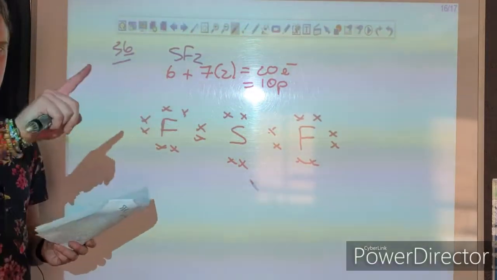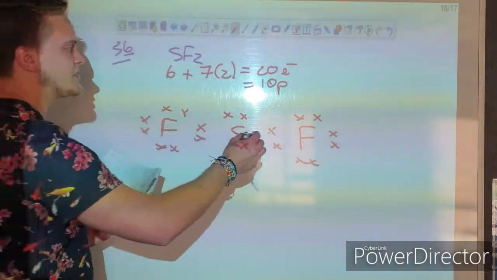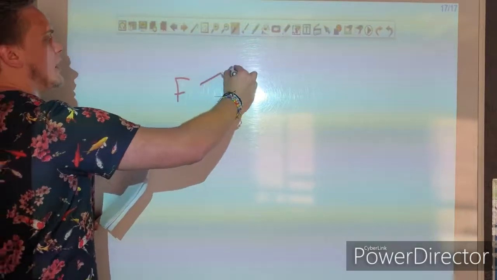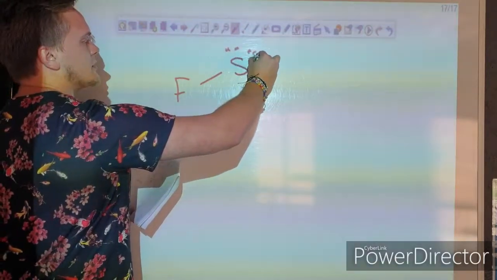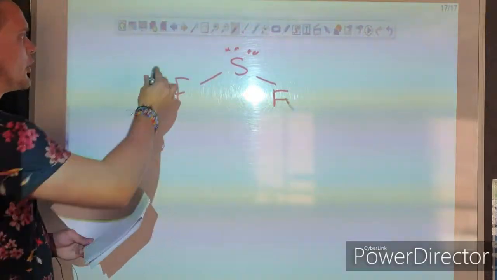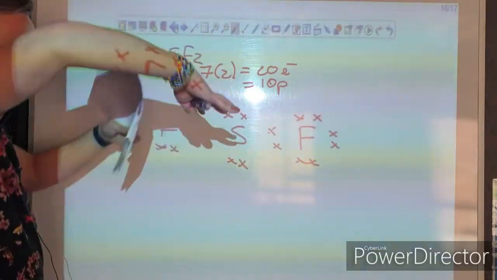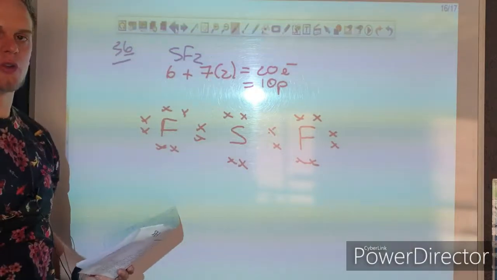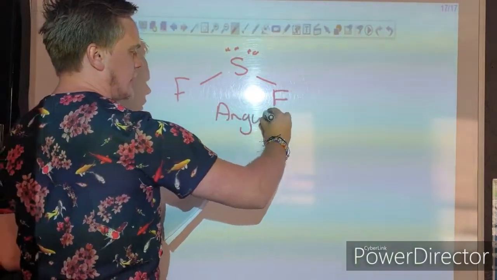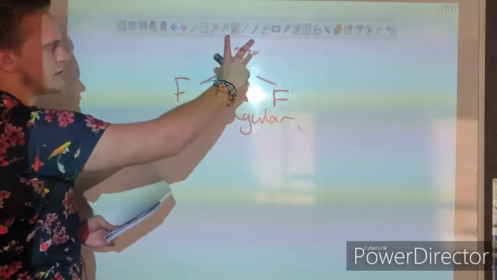But that is not the VSEPR form. The correct VSEPR form, which I'm going to put on the next slide, is S with its 2 lone pairs of electrons, and F again. Because of those lone pairs that we saw on the Lewis diagram, they push down the bonds. It's making an angular VSEPR form because of those lone pairs.